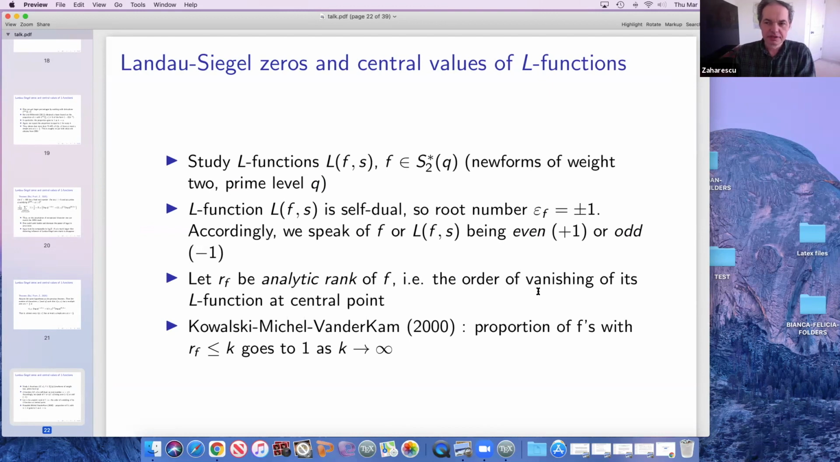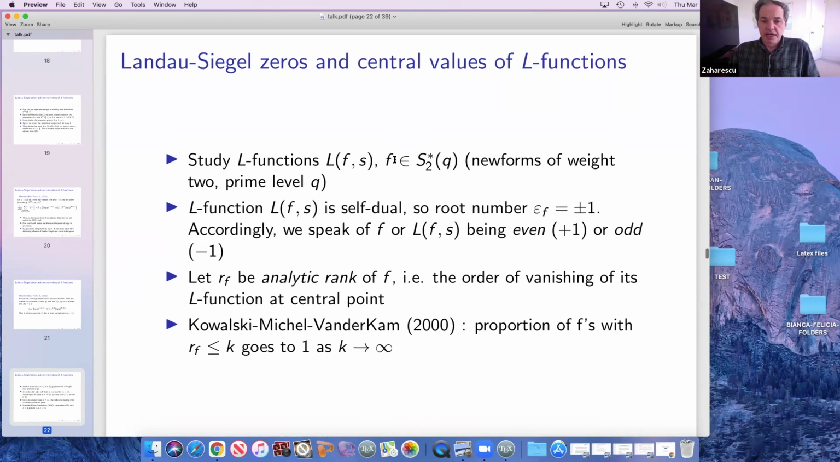That if you are not careful and you obtain a result that's too good, go past 50%, then they disprove the existence of Landau-Siegel zeros. So we're talking about a much more difficult type of result here already. So anyway, we'll look at f in S_2(q). So we're talking about newforms of weight 2 and prime level q.